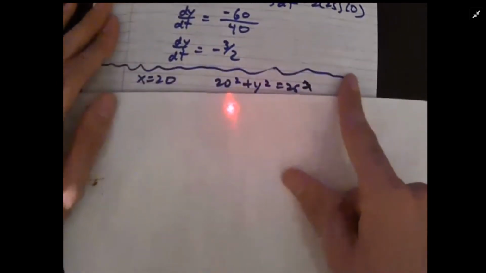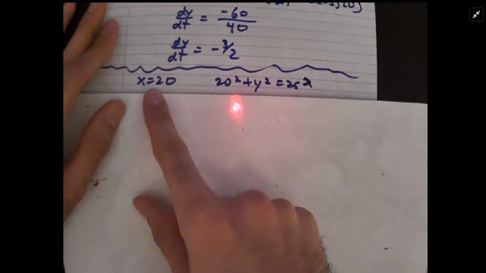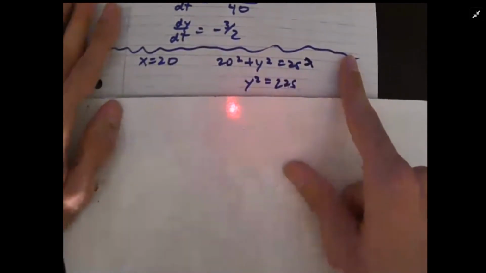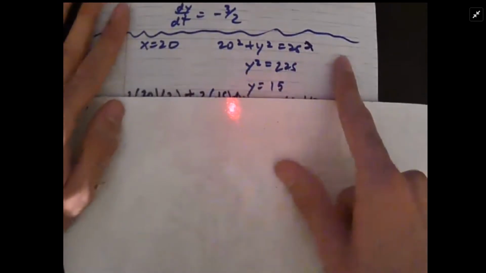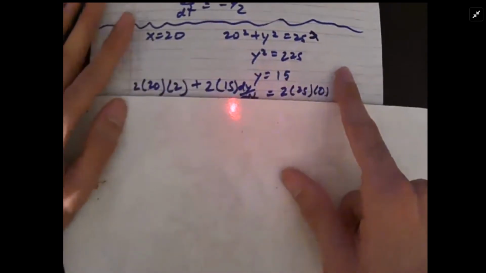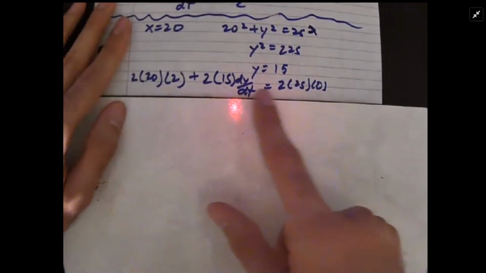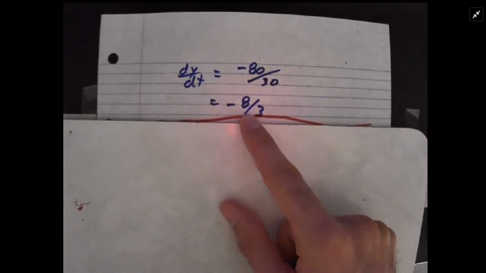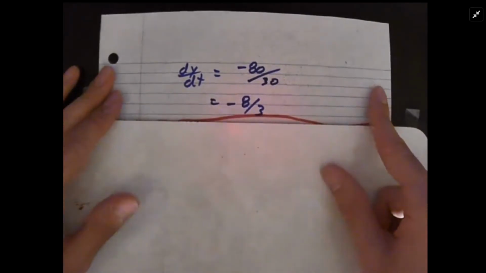So now you have to do the same thing when x equals 20. We have to find out first what y equals when x equals 20. So we use the same equation, y squared equals 15, eventually. So then we again plug in all of our numbers and solve for dy dt. And what you find is that dy dt is equal to negative 8 over 3, and that's feet per second. Those are the units. So that's the first part.